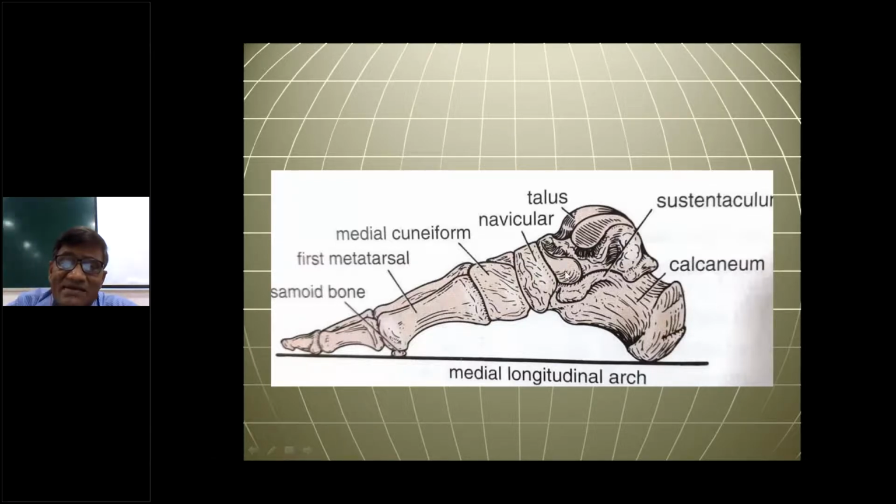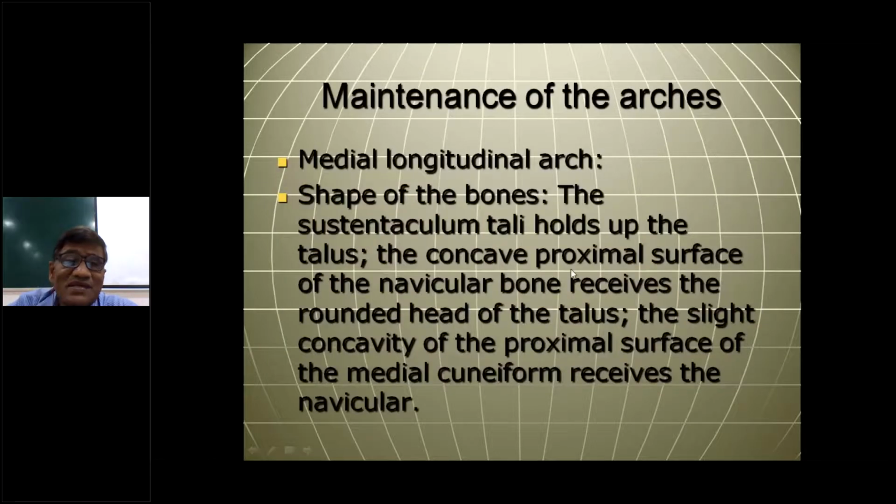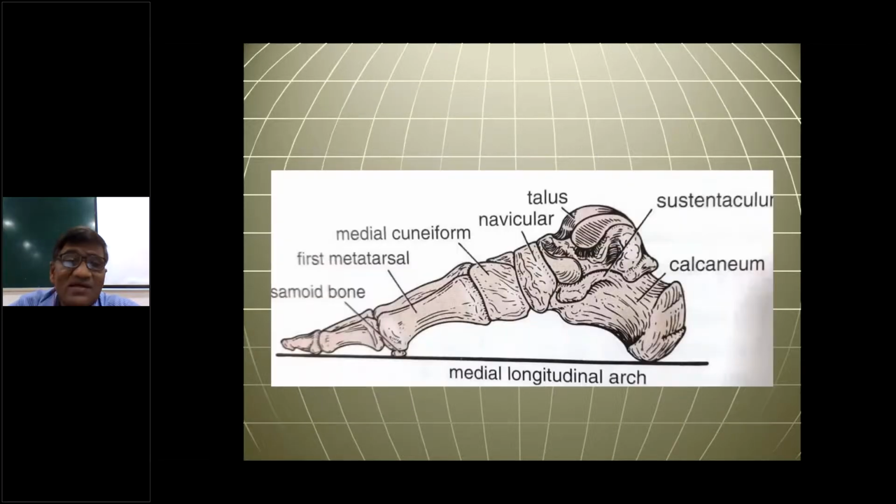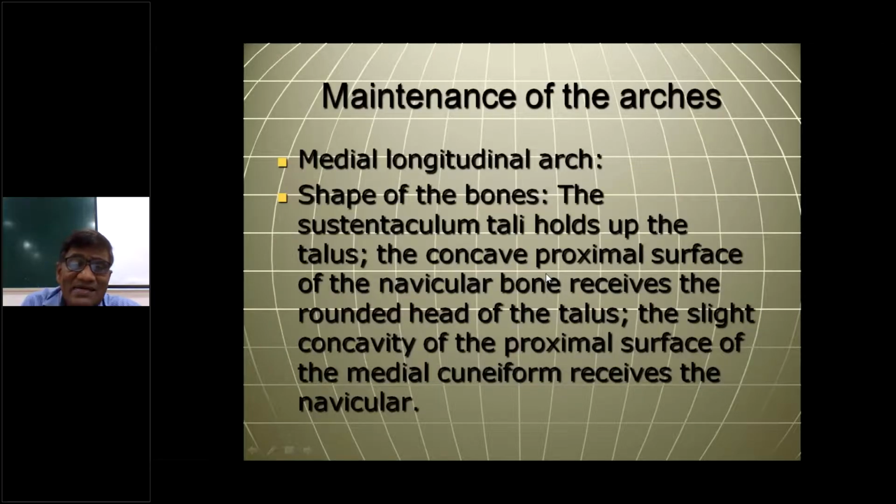On this sustentaculum tali, the head of the talus sits, and into the navicular, all of these fit very compactly here. See that the sustentaculum tali holds up the talus. The concave proximal surface of the navicular bone receives the rounded head of the talus. So here the sustentaculum tali supports the head, and the head is nicely fitting into the concavity of the navicular bone. Now the slight concavity of the proximal surface of the middle cuneiform receives the navicular.